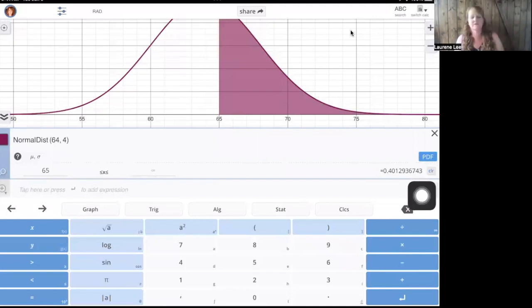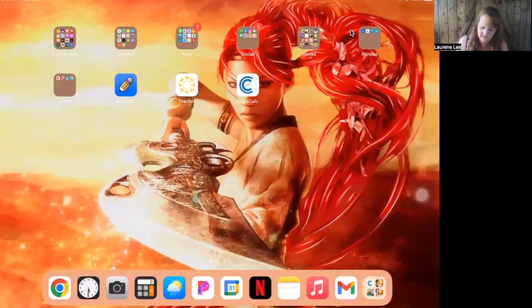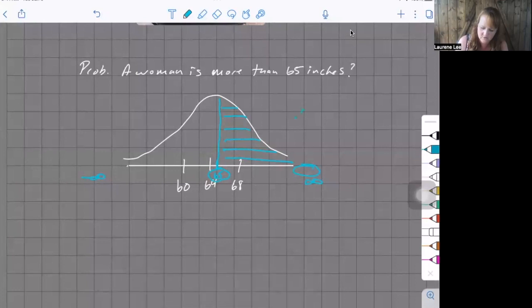Now let's talk about reasonability. Your mean is 64, right? Your mean's right in the middle, which is half. If the whole thing's 1, then half of it's going to be 0.5, right? So if I'm just a little above half, then 0.4 makes pretty good sense that it's a 40% chance. So I'm going to say 0.40 is my answer, 0.401.